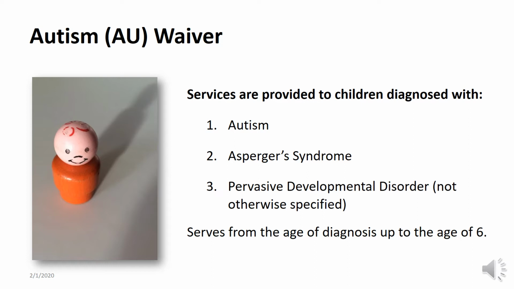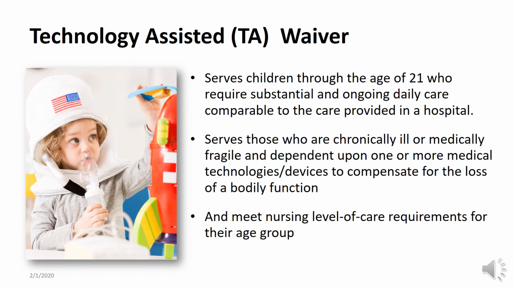And for the children and their families, it offers family adjustment counseling and parent support and training. The Technology Assisted, or TA, waiver serves children through the age of 21 who require substantial and ongoing daily care comparable to the care provided in a hospital.